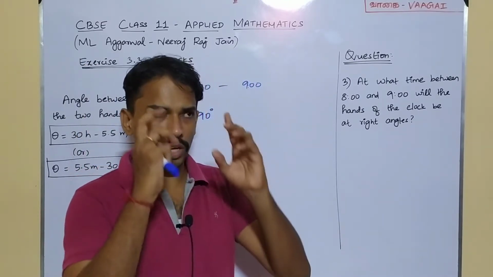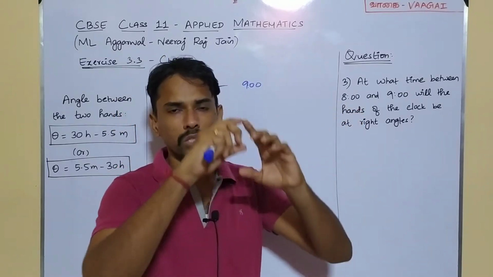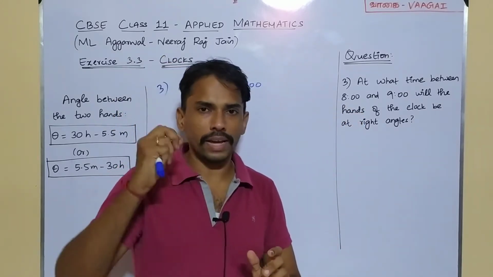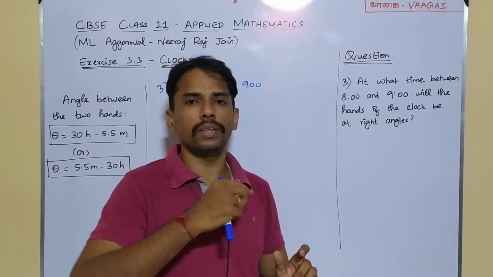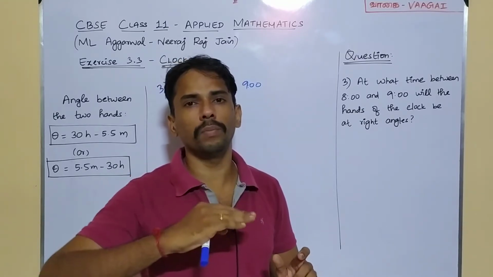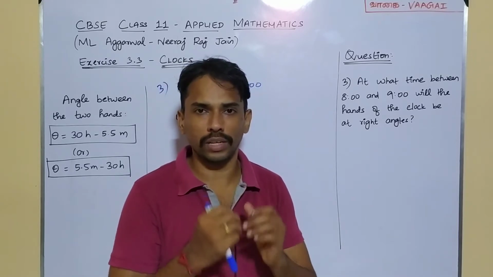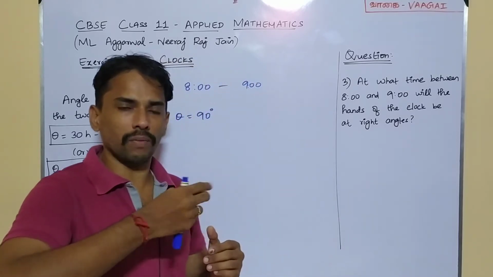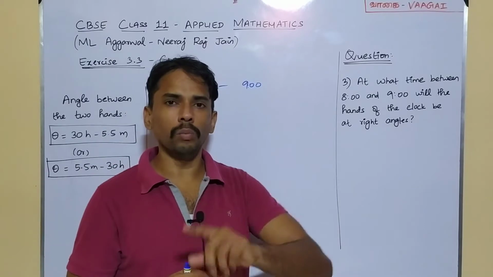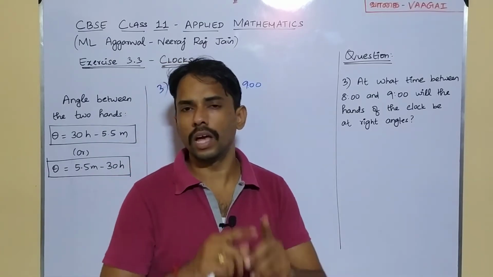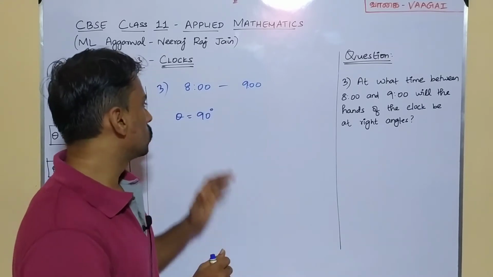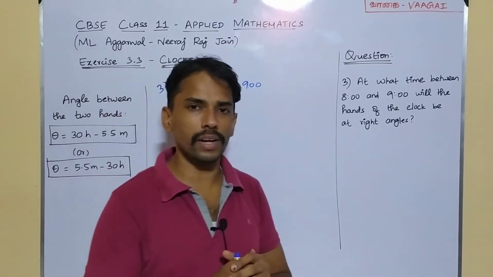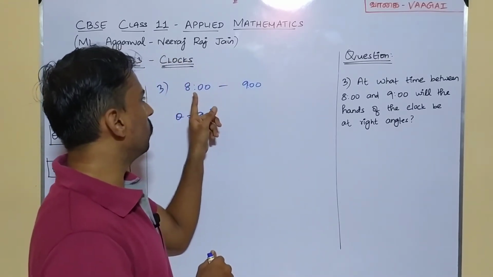Exactly at 9 o'clock, you can just imagine the position of the 2 hands of the clock. The hour hand and minute hand, they both will be at right angles. So in that case, already somewhere between 8 and 9, one more time, they would have been at right angles. That one time is what we need to predict here. So theta is equal to 90 degrees and our time is between 8 to 9.